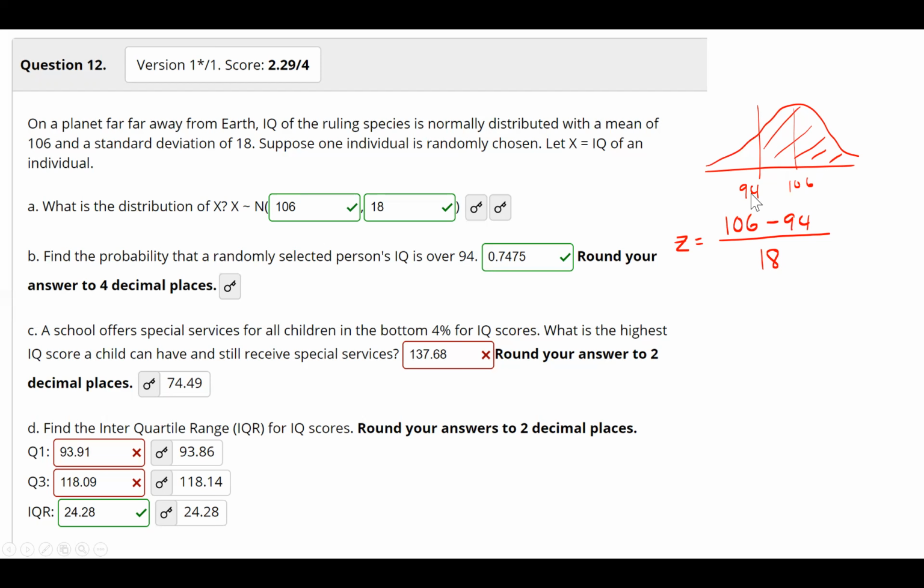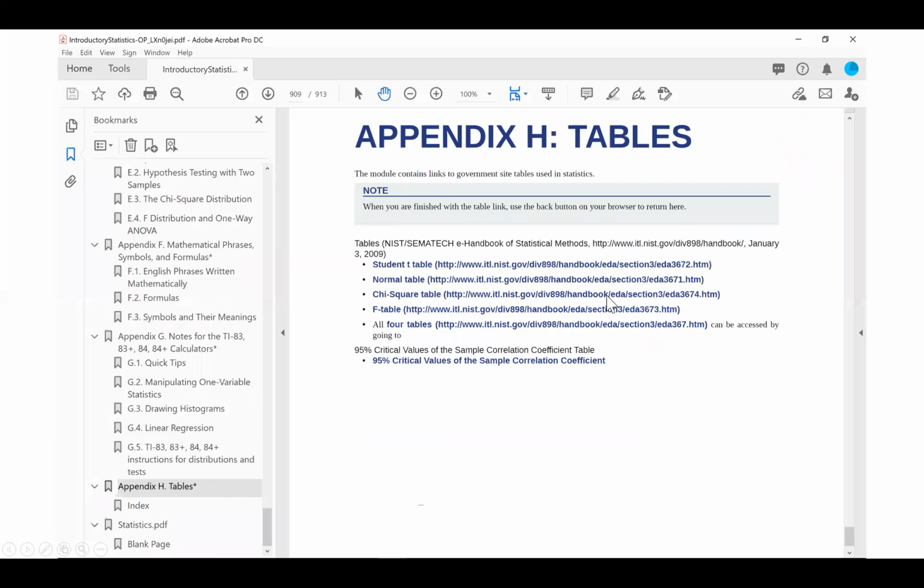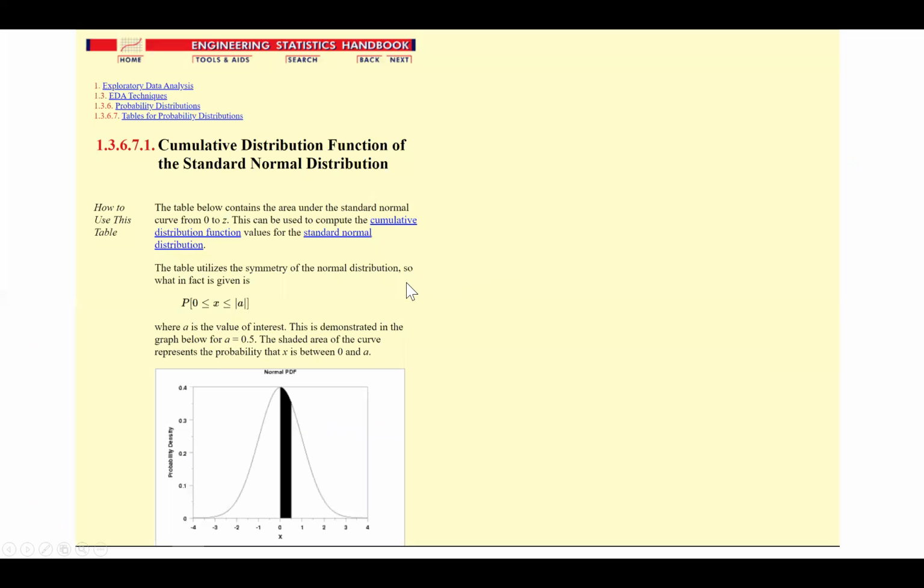We used to take the mean minus the value, since I needed this little spread right here. That's what I'm looking for. So 106 minus 94, divided by 18. I get that, and then I go all the way to the back of my book, to the tables. When you click on it, you get the student table and the normal table, and the normal table is what I want. We'll use the chi-square table and the F table later on, but for now, click on the normal table and you get somewhere over here.